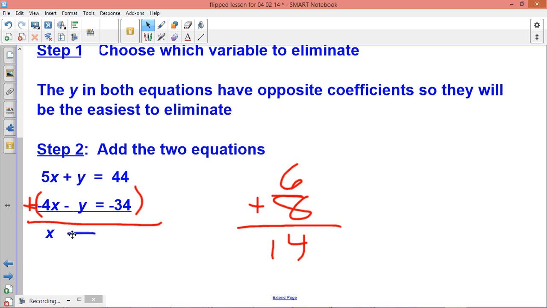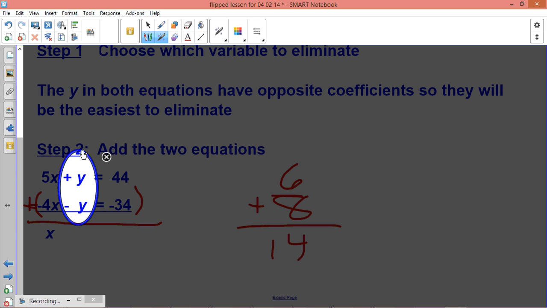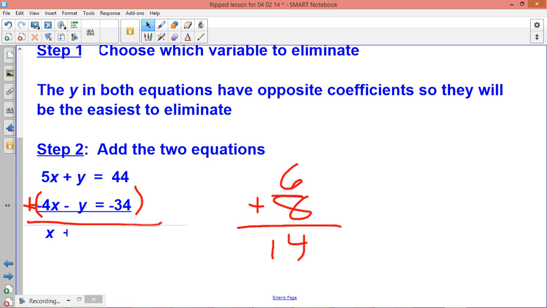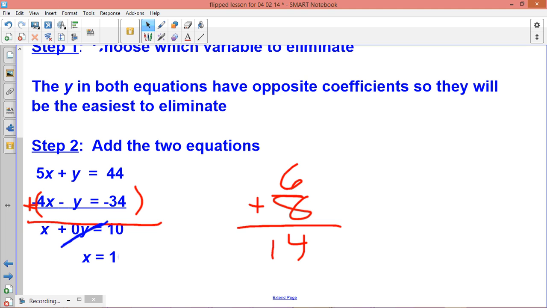Here's where the magic happens: what about positive y plus negative y? Well, that's just going to add up to 0y, which we'll get rid of in a second. And then finally, 44 plus -34 is just going to be 10. So once I add these things together, I wind up with x plus 0y equals 10. But of course, we all know that 0y is just 0. And so really what I have just found out is that x equals 10. Am I done though? No, not quite, but most of the hard work is done.